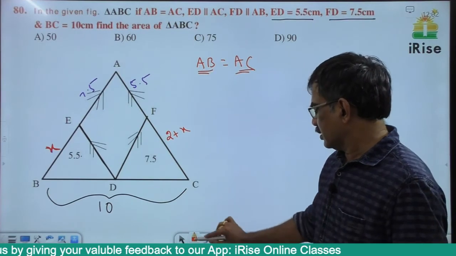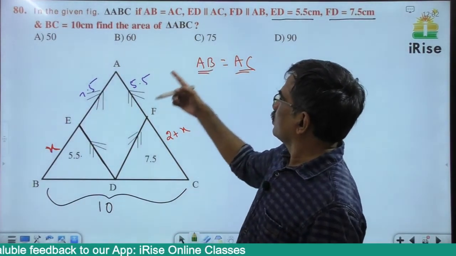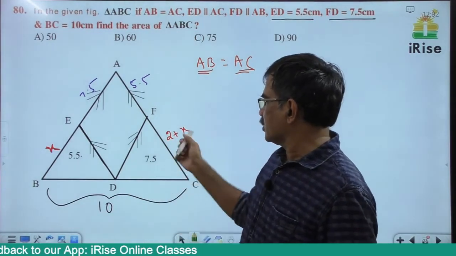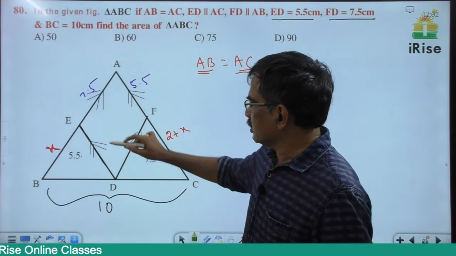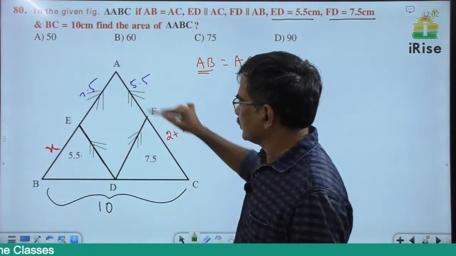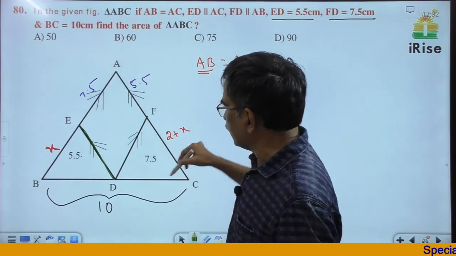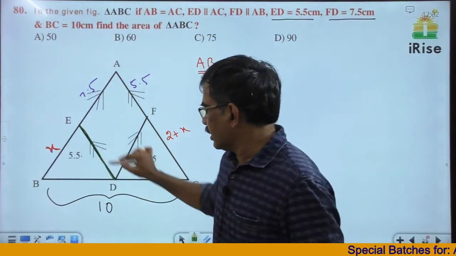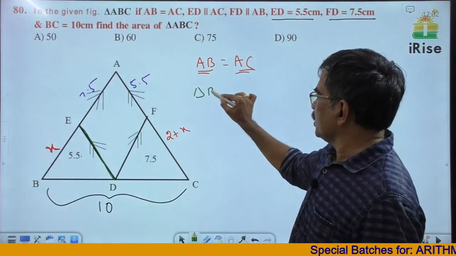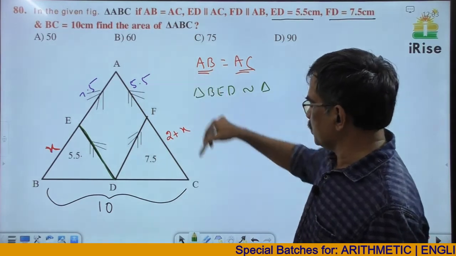Next. Here, the question is to find the area of the triangle, so first we have to find the x value. What is x? This is a triangle. This line is parallel to this line, therefore the small triangle BED is similar to triangle BAC.